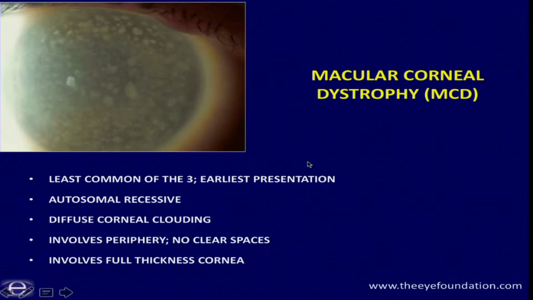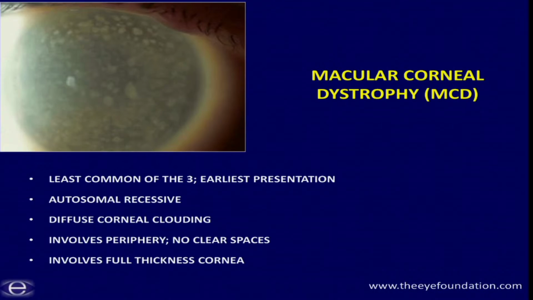This has diffuse corneal clouding. That is, the intervening spaces are not clear. The involvement goes up to the periphery and goes to the posterior cornea as well. Most of the dystrophies will involve the central cornea. Periphery is relatively spared, whereas in macular dystrophy, the involvement goes on to the periphery. Usually again, most of the macular dystrophies start in the center.